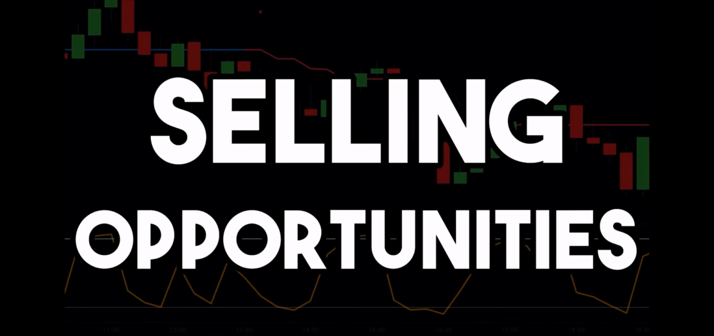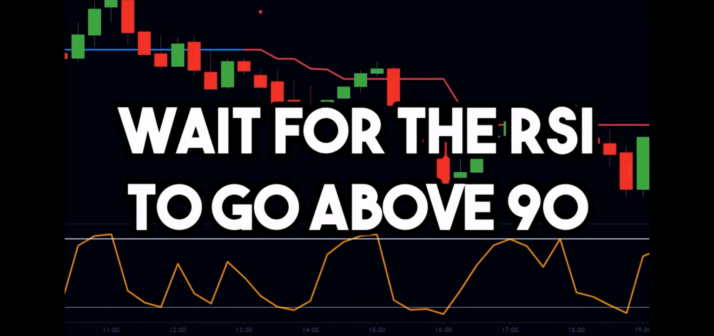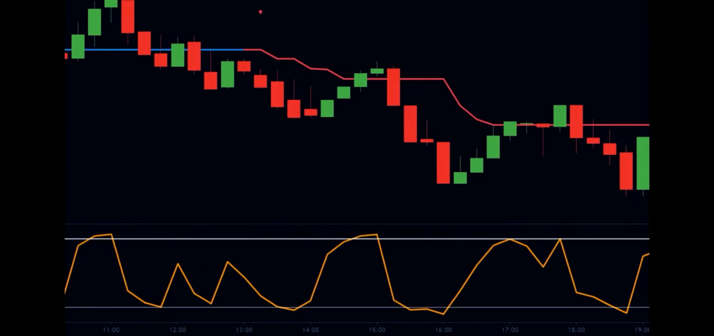Therefore, we are looking for selling opportunities only. So, we wait for the RSI to go above 90. Here we see that on this candle, the value of the RSI is above 90. So it satisfies both the rules. The HalfTrend is red, and the RSI is above 90. Hence, this becomes our trigger candle. So we place a sell order below the low of this candle.